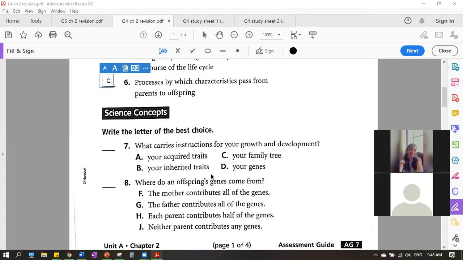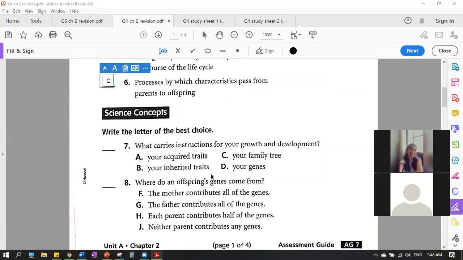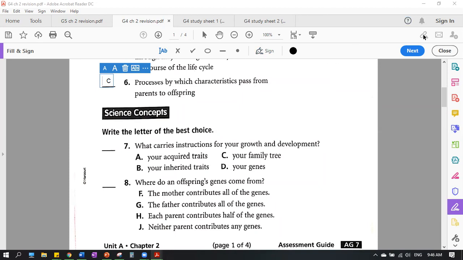Okay, acquired trait. Again, this is a new word for you guys in this revision sheet. It's something we gain as we grow up, something we gain in life, like learning new hunting skills for some animals. But here he's asking about instructions, something you have that you did not actually work to get. You just have it in your genes. So the answer will be D.